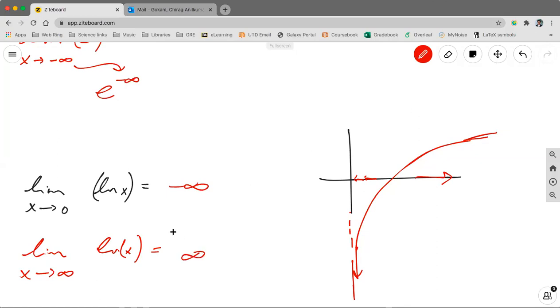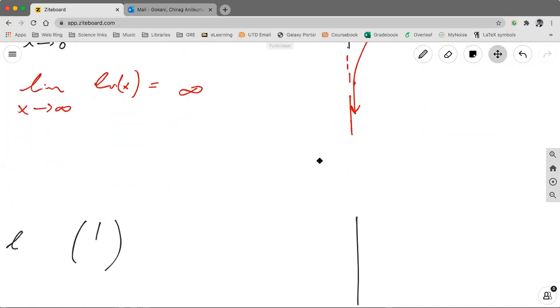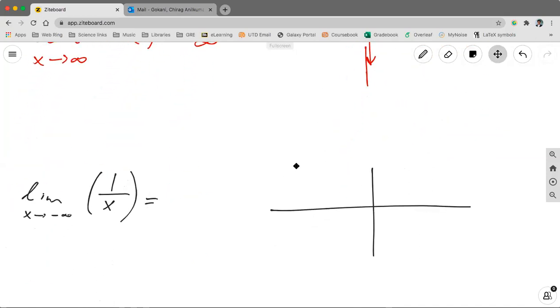Good, so I hope this is making sense to people. I'm just sort of running through examples. Let's do one more. Here's the limit as x approaches negative infinity of 1 over x. I'm gonna tell you 1 over x looks like this, roughly. It's like a hyperbola. And so as x goes to negative infinity, that's going in this direction, what does this thing equal?